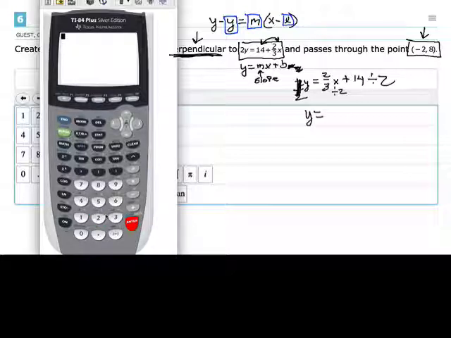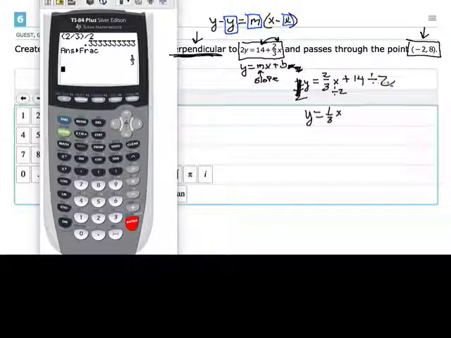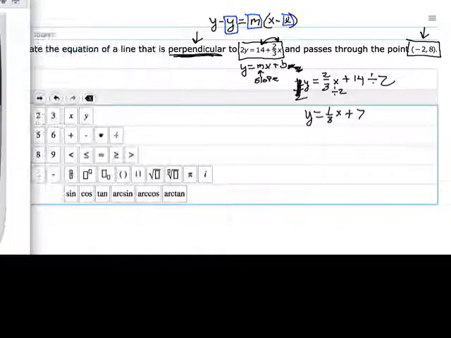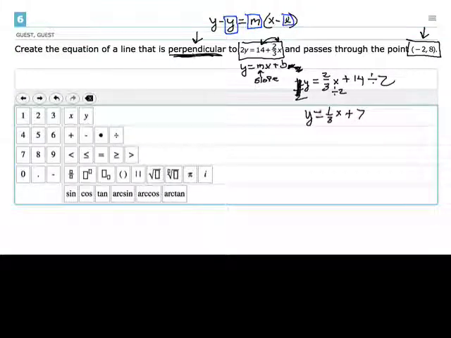Now I have 2/3. It's a fraction, so it goes inside parentheses. 2/3 divided by 2, enter, and I get that. So I'm just going to hit math, enter, enter, and I get 1/3. 1/3 x. And 14 divided by 2 is 7, so plus 7. So here's my equation simplified down. That's the same equation.